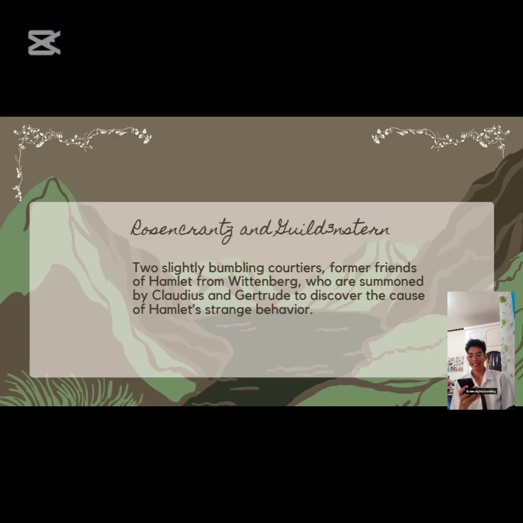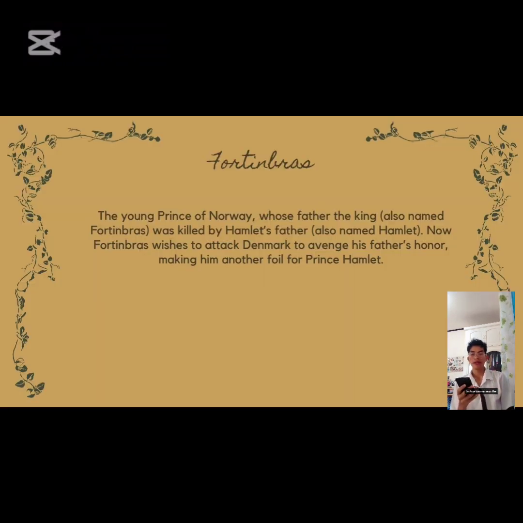So Rosencrantz and Guildenstern, two slightly bumbling courtiers, former friends of Hamlet from Wittenberg, who are summoned by Claudius and Gertrude to discover the cause of Hamlet's strange behavior. And also Fortinbras, the young prince of Norway, whose father, the king, also named Fortinbras, was killed by Hamlet's father, also named Hamlet. Now Fortinbras wishes to attack Denmark to avenge his father's honor, making him another foil for Prince Hamlet.